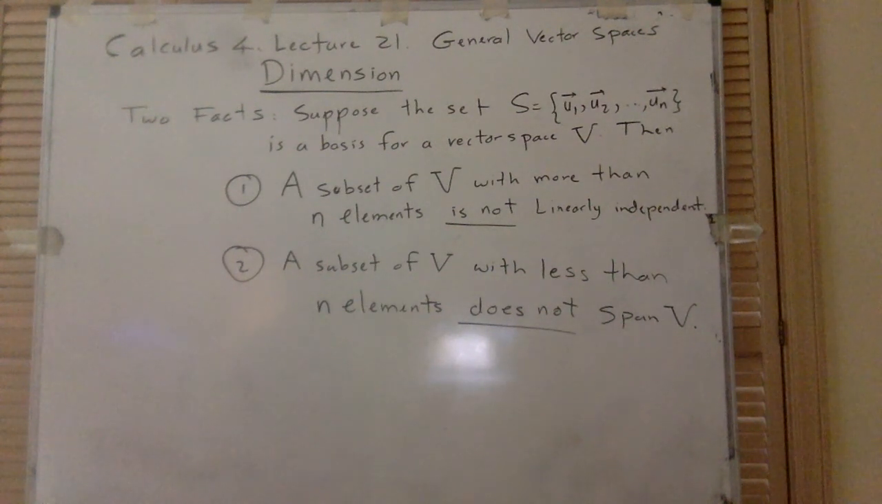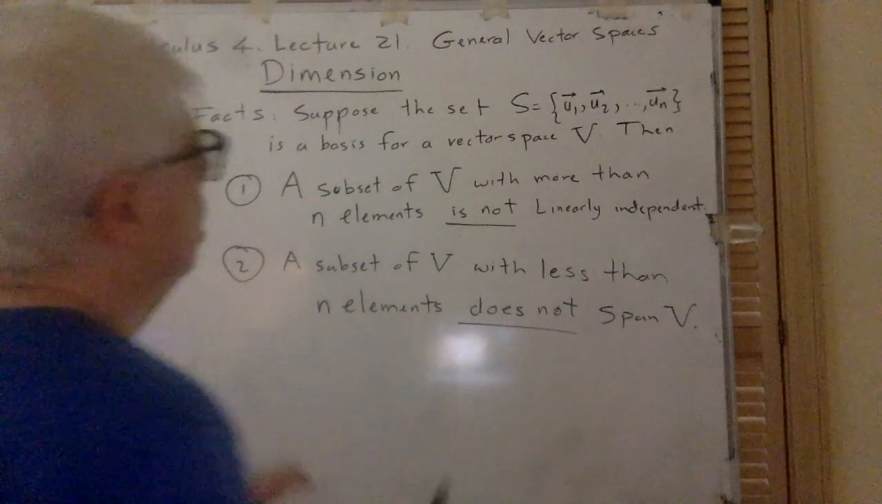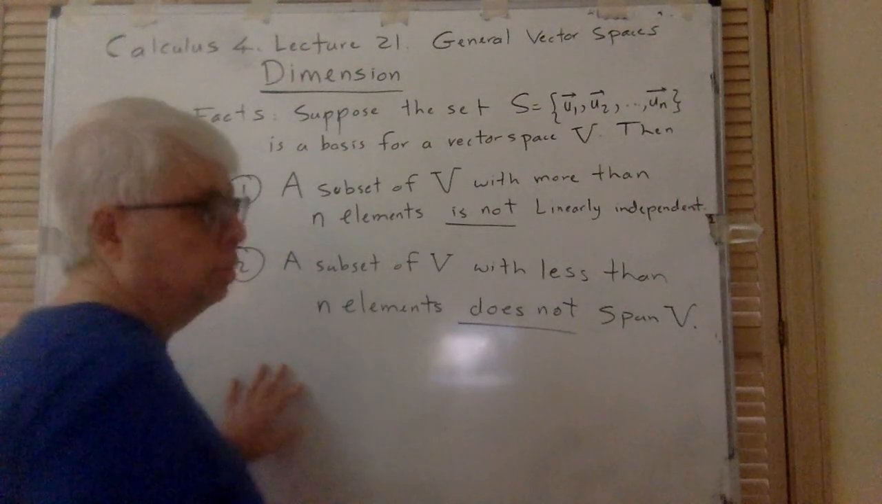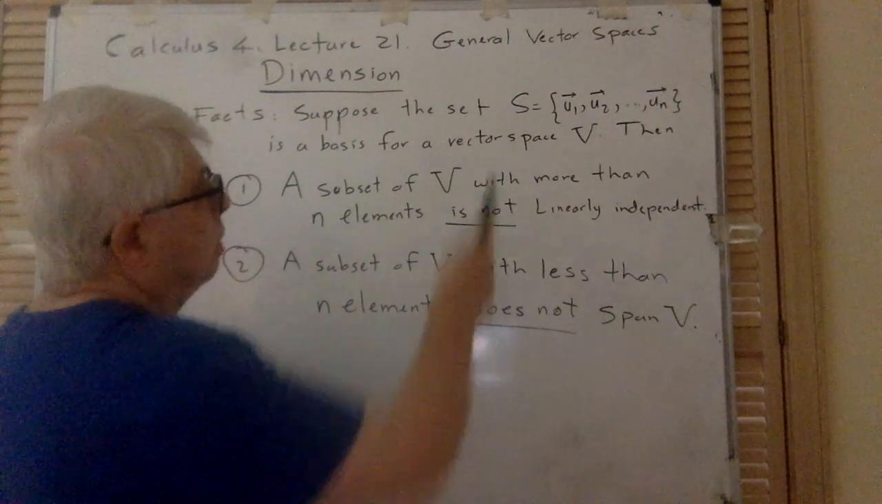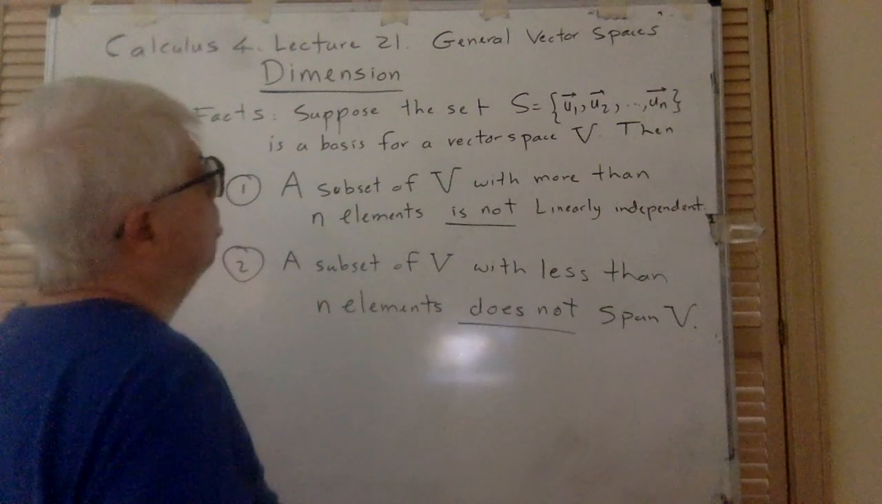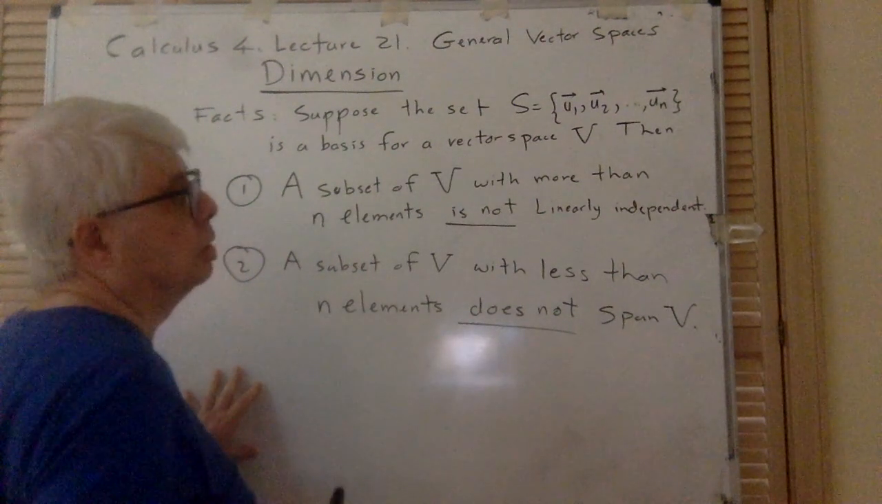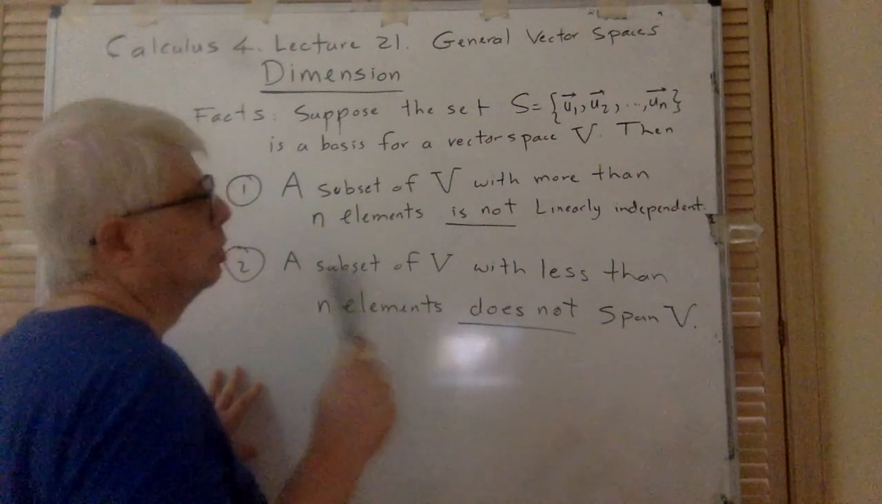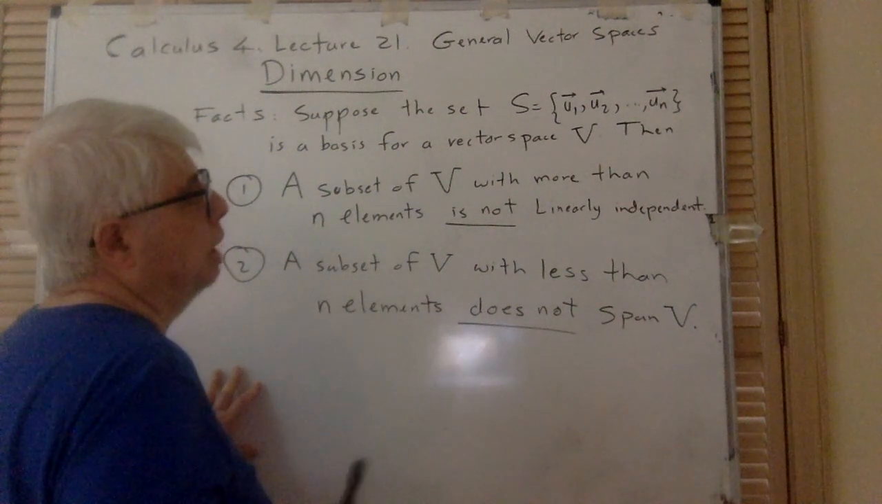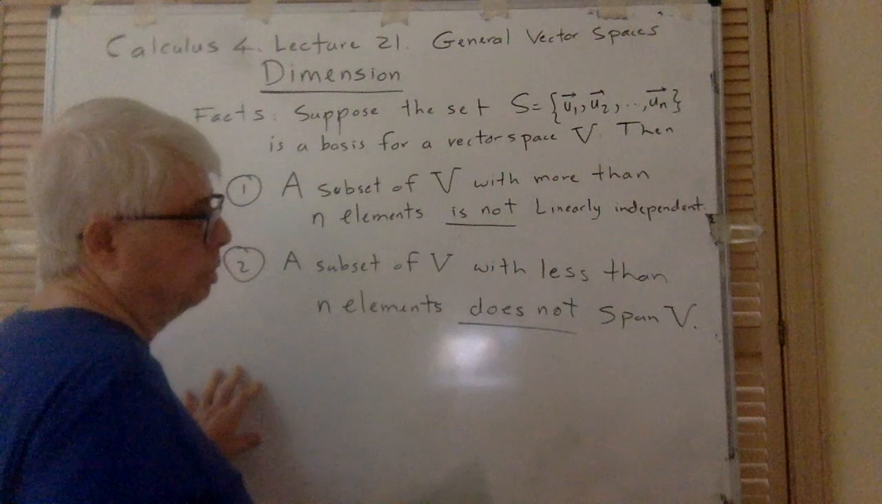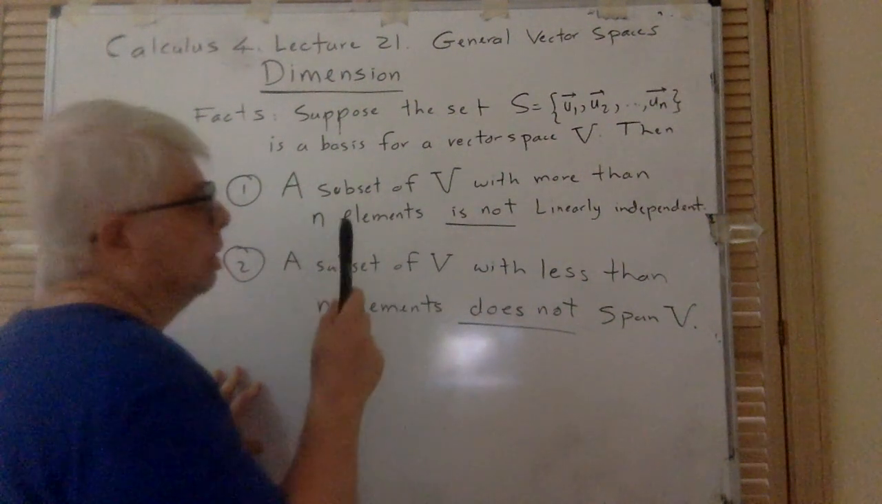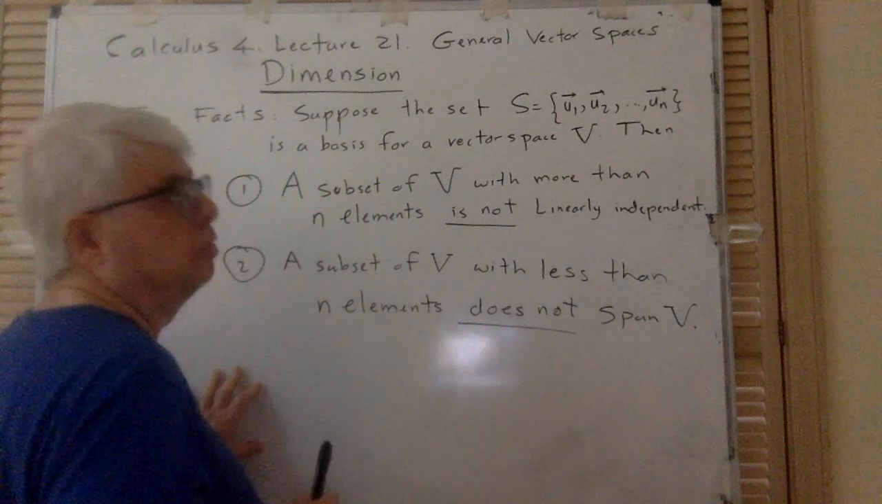We had something like this in a previous section. Number two, a subset of V with less than n elements does not span V. So, if I have n plus 1 elements of V, just gather them in a set, and we have assumed that this is a basis for V, then the other set, which has n plus 1 elements, is not linearly independent. Two, if I gather n minus 1 elements, one less than that, then that set does not span V.